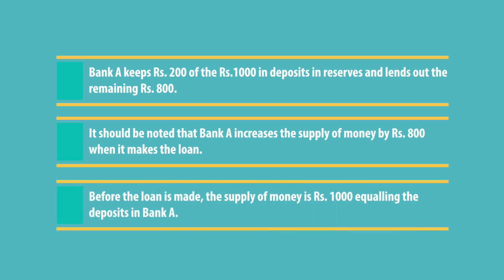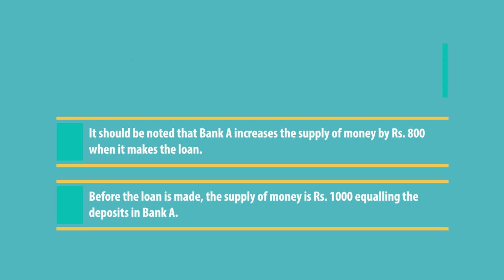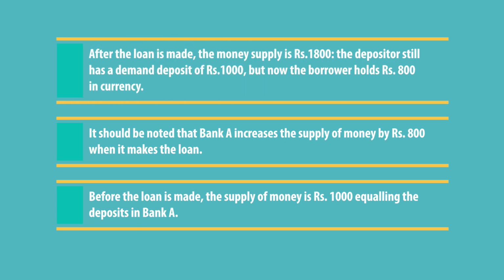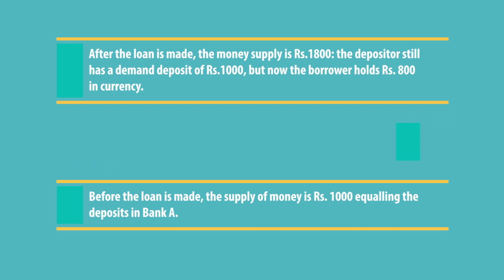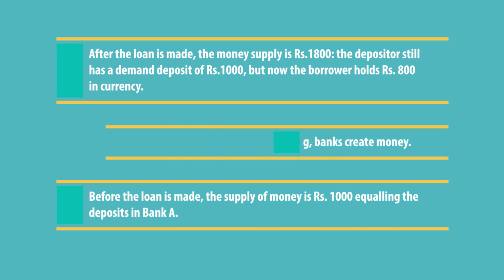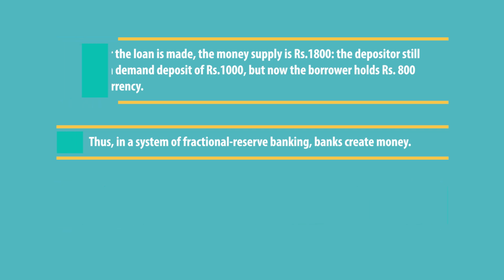Before the loan is made, the supply of money is 1,000 rupees, equaling the deposits in Bank A. After the loan is made, the money supply in the economy has now become 1,000 rupees plus the 800 rupees which the bank has lent out, that is 1,800 rupees. And the depositor still has a demand deposit of 1,000 rupees, but now the borrower holds 800 rupees in currency. Thus, in a system of fractional reserve banking, banks do create money.